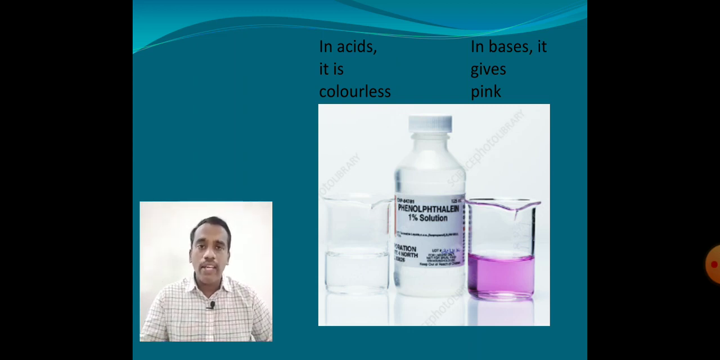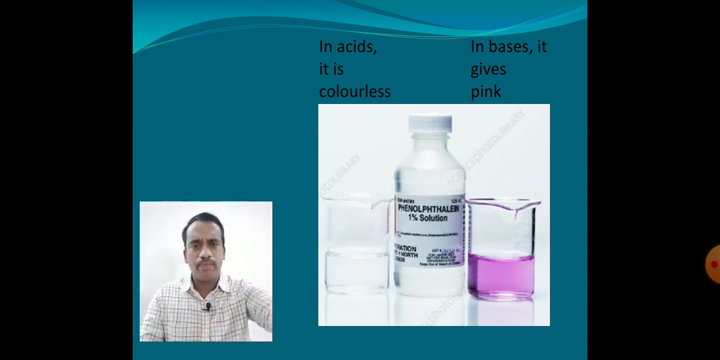But when it is dropped in a base, then it changes to pink color. Now what is the change in color of phenolphthalein we observe? In acids it remains colorless, and in the bases it is going to give a pink color. Now we have learned about blue litmus, methyl orange and also phenolphthalein. Let us learn all these three together.